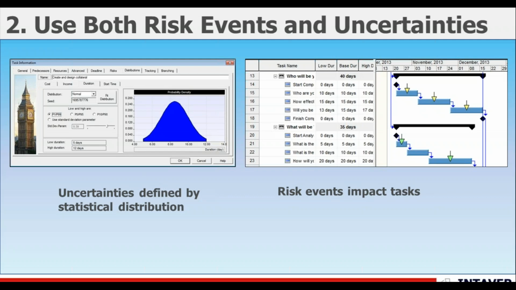Risk events are risks that you will find in a risk register. They're characterized by probability and impacts, cost, schedule, and other ones. Uncertainties are modeled using 3-point estimates. So if you have a duration of, say, 10 days, you might have a low and a high duration around that. It could be, let's say, 8 and 13 days.